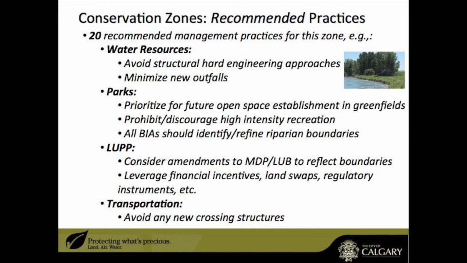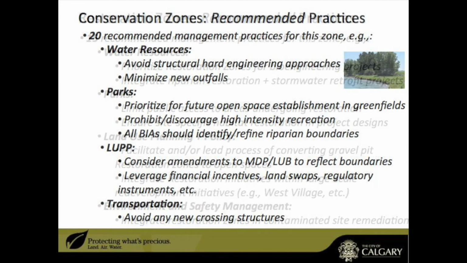So just quickly, some of the recommended practices for conservation zone: avoid structural hard engineering approaches, minimize new outfalls. For parks, prioritize these areas for future open space establishment, prohibit high intensity recreation. All BIAs should identify and if necessary, refine the riparian boundaries. Land use planning and policy: leverage financial incentives, land swaps, regulatory instruments. Transportation, avoid new crossing structures.